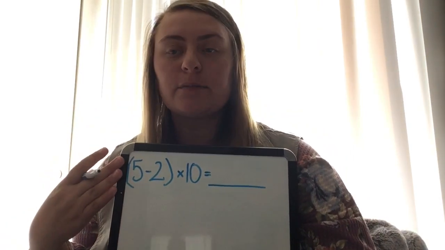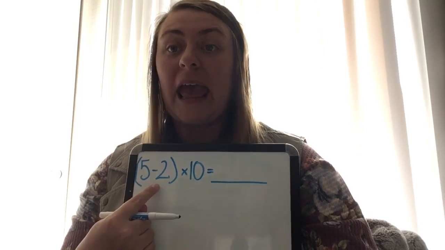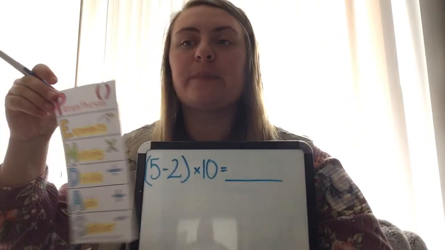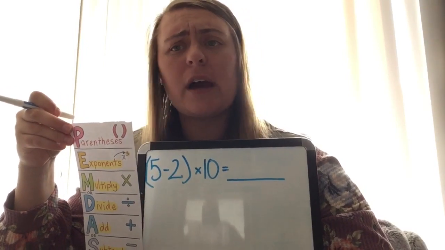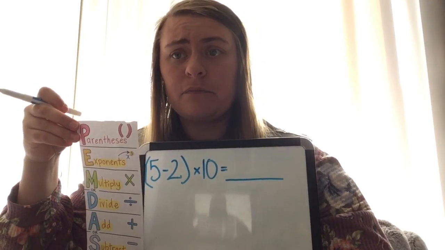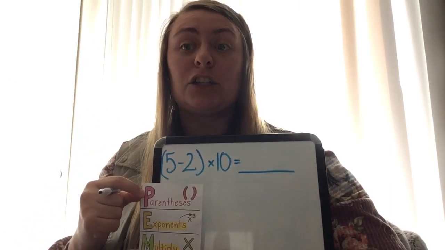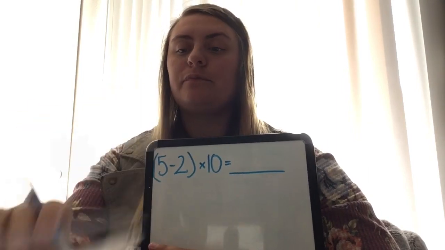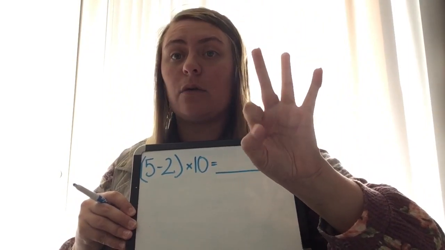When I first look at this problem, I notice that it is asking me to subtract and it's asking me to multiply. But once again, I'm going to use my tool to determine which one I start with. Do I multiply first or do I subtract first? I see that 5 minus 2 has the little parentheses around them, so I'm going to start here. If I have 5 fingers up and I take 2 away, I'm left with 3.